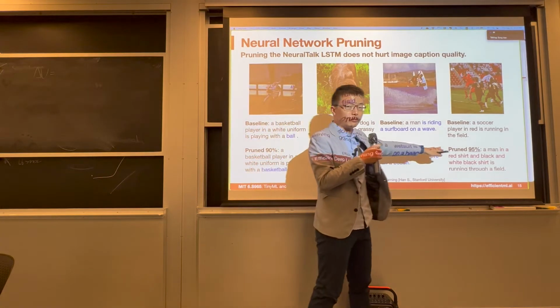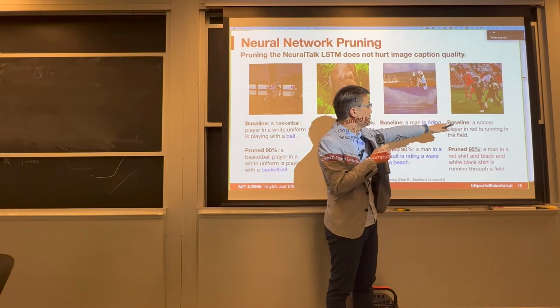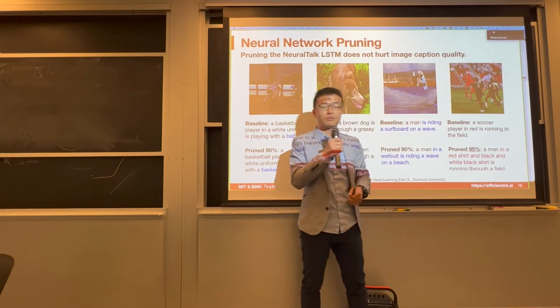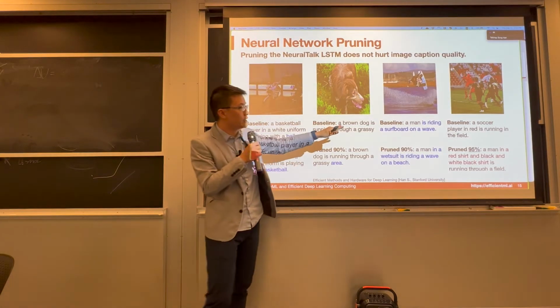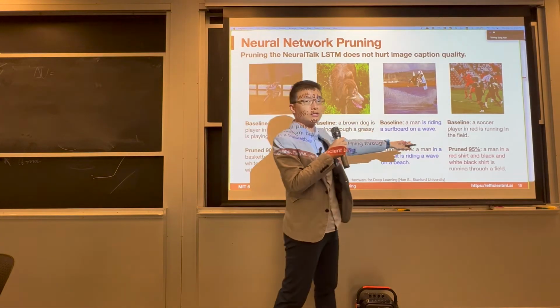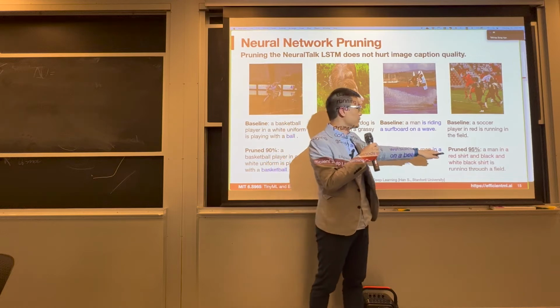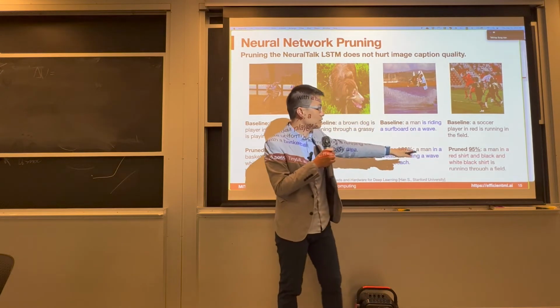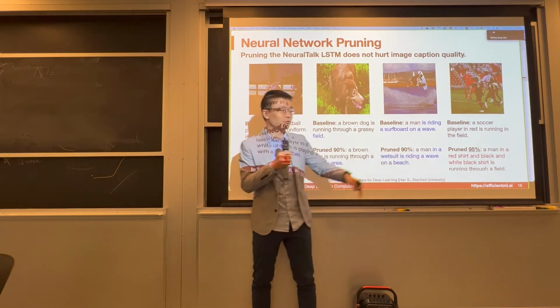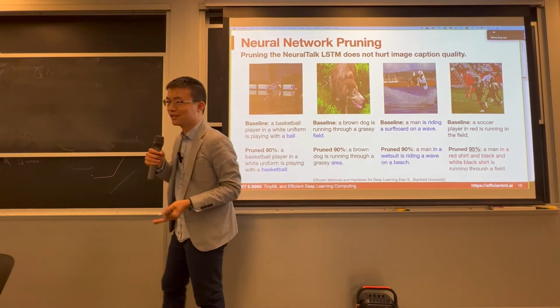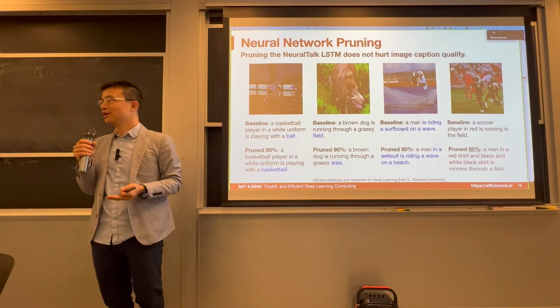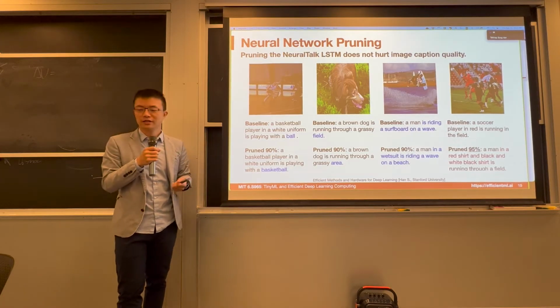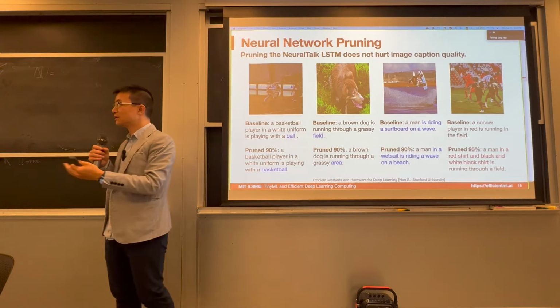But we can't prune too aggressively. Say for the last image, the original model says a soccer player in white uniform, a soccer player in red is running in the field, versus the pruned version says a man in the red shirt and black and white black shirt is running through a field. It's kind of getting drunk, right? So meaning that we can't prune too aggressively, which will hurt the performance of the neural net.